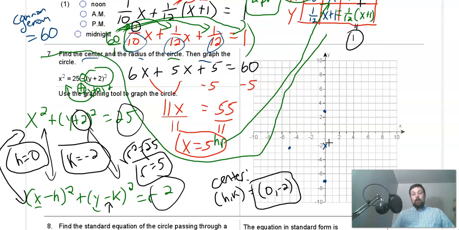And then 5 to the right of the center, which puts it right here. And so now I have these 4 points that are 5 away from the center. And then from that, we are going to try to draw our circle. So these 4 points are my guidepost. And I just try to draw a circle connecting those 4 points together.